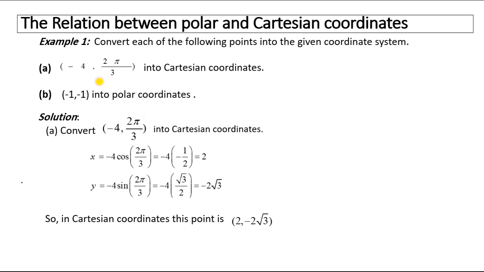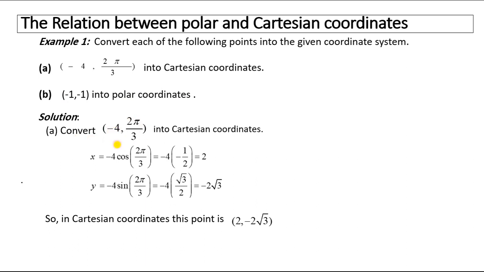A: Convert minus 4, 2 pi over 3 from polar to Cartesian. B: Convert minus 1 from Cartesian to polar. Solution.